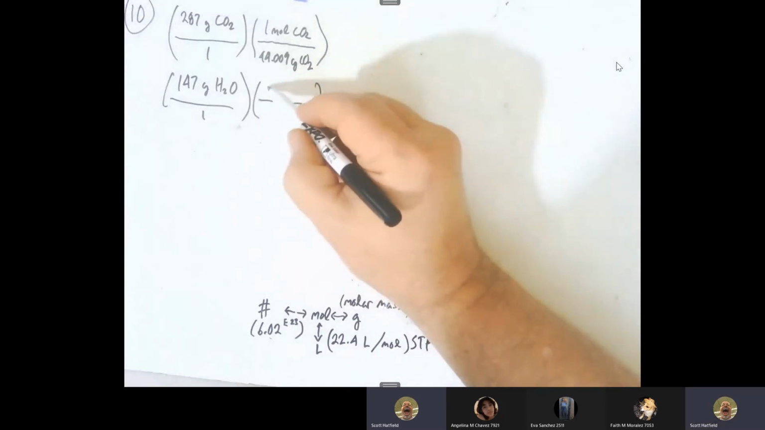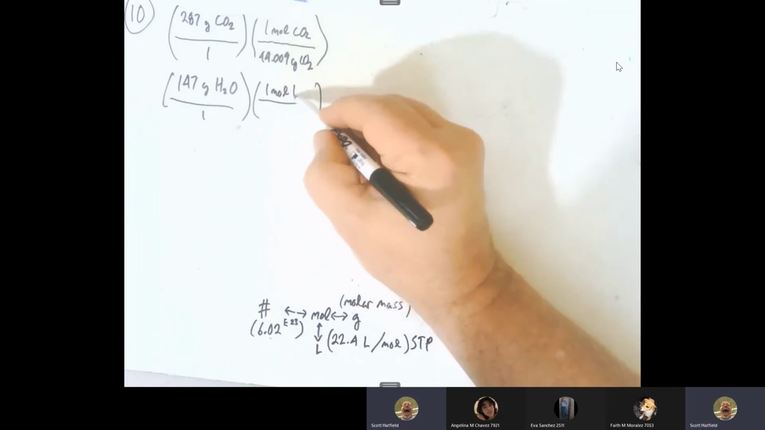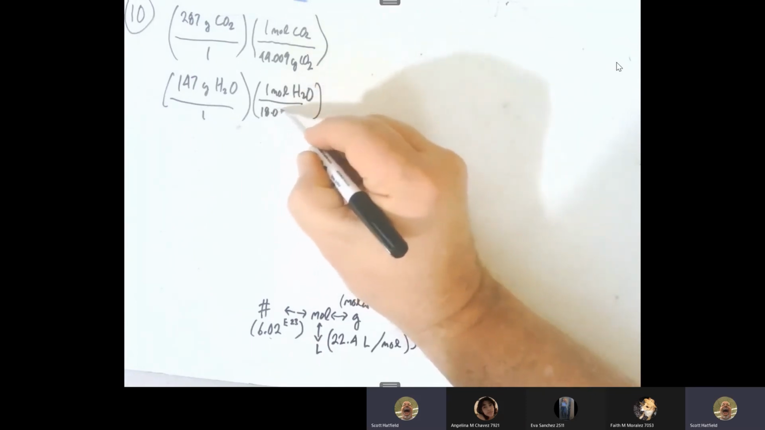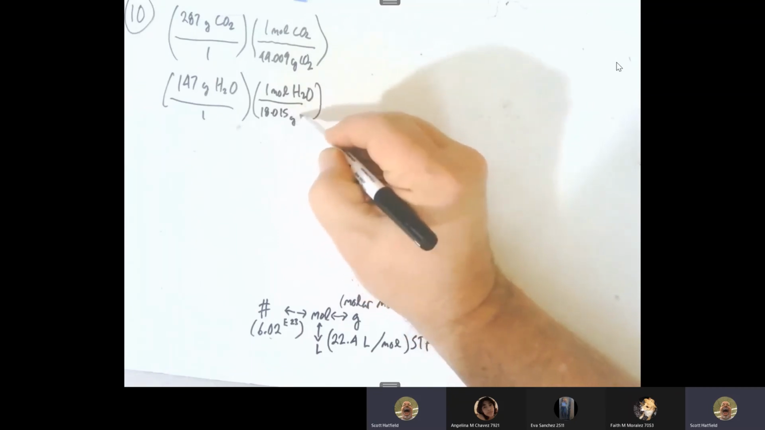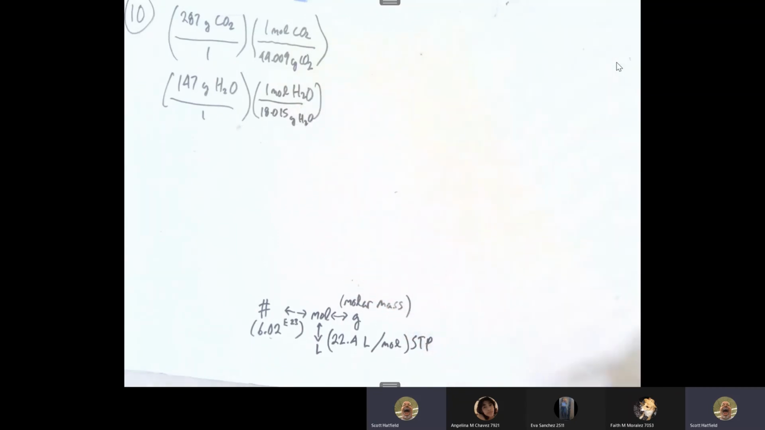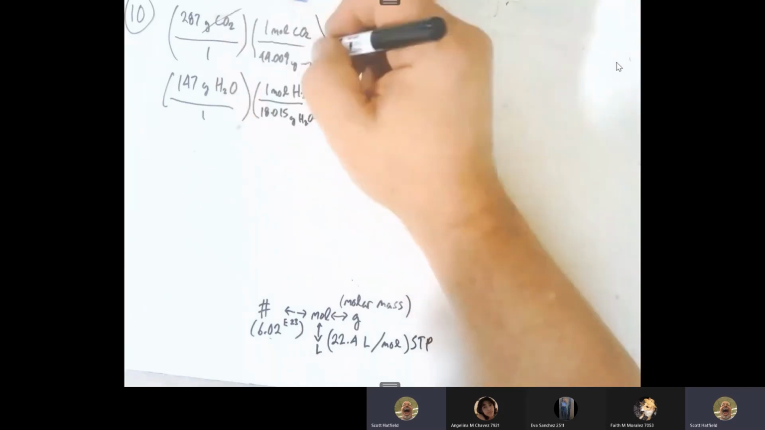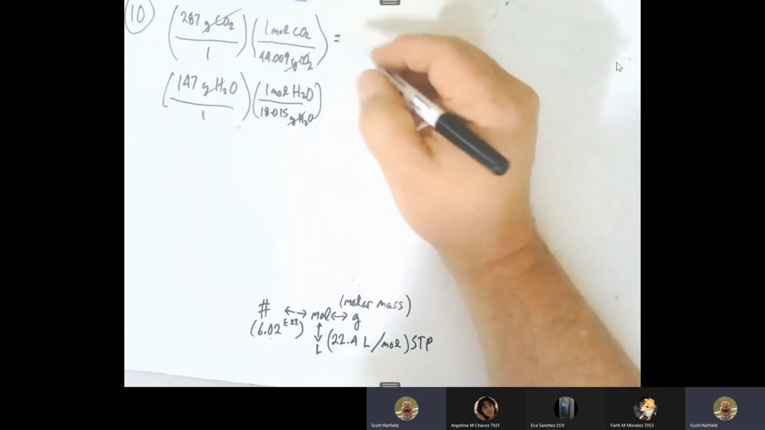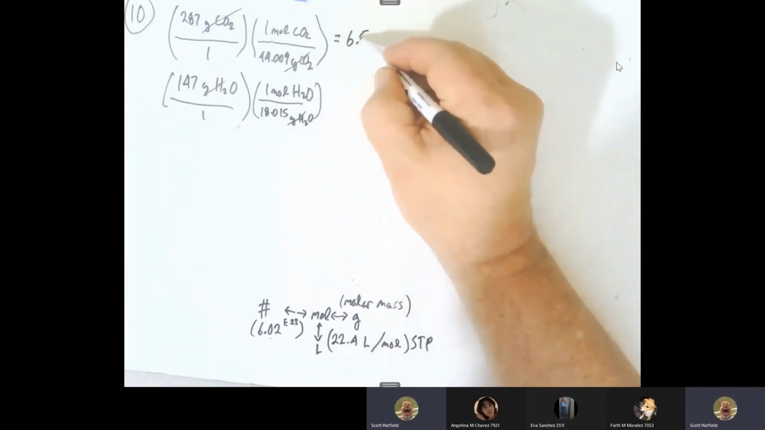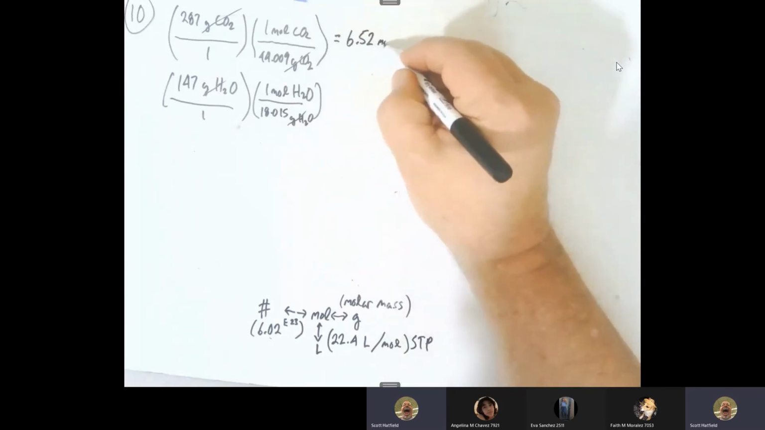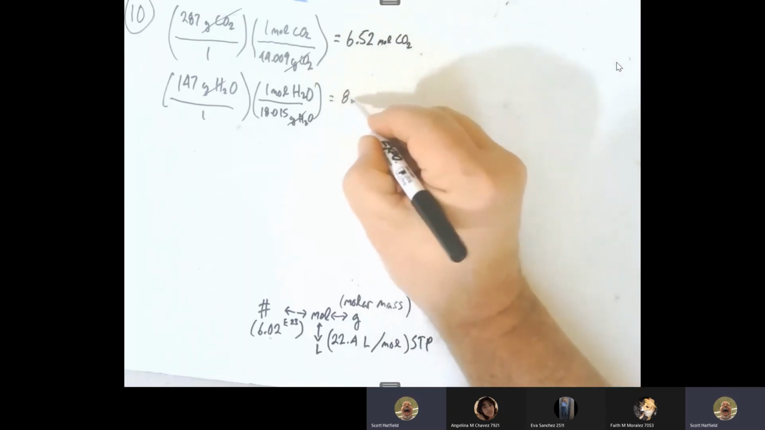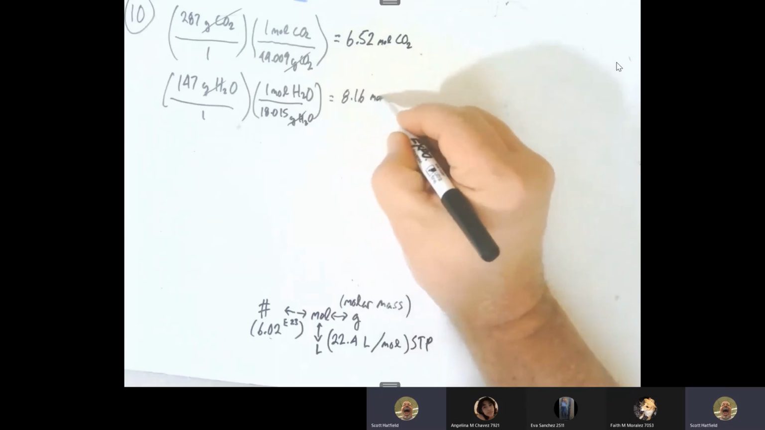Some of you may have already memorized the fact that one water, H2O, two hydrogens and one oxygen, has a molar mass of 18.015 grams of water. All right, so that's our setup for that. Let's go ahead and cancel the grams. And this is just division. And when we get done dividing, we have 6.52 moles of CO2. And we have 8.16 moles of water.